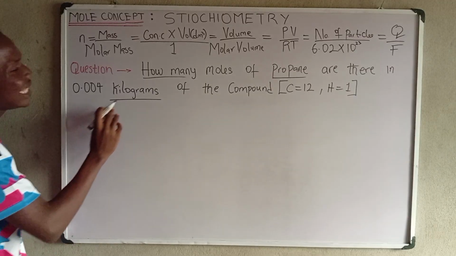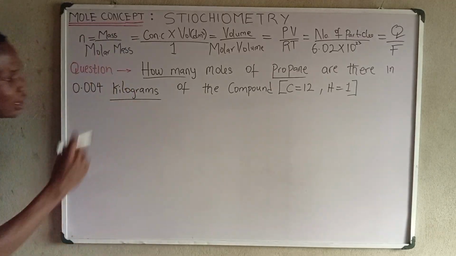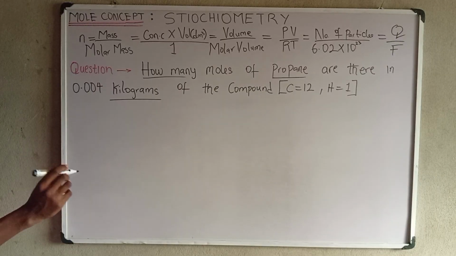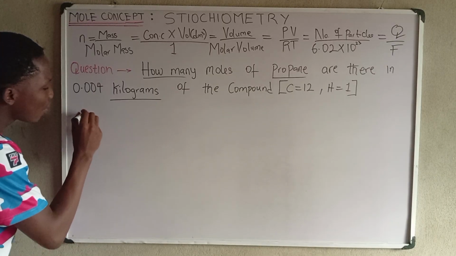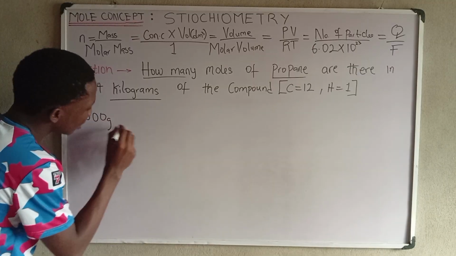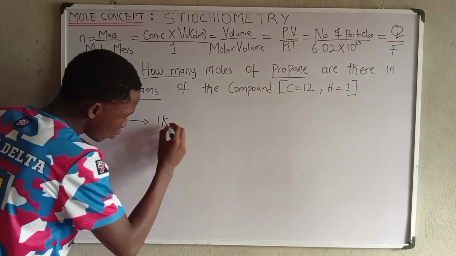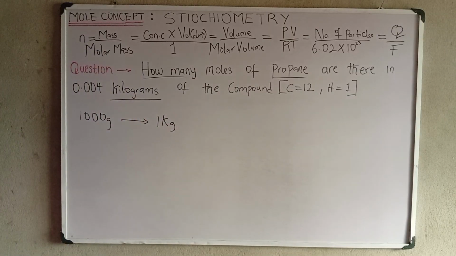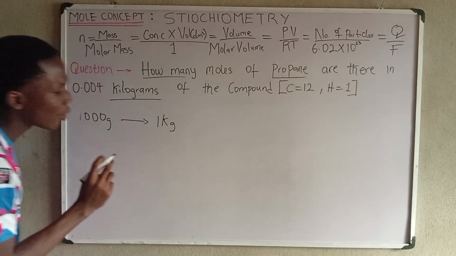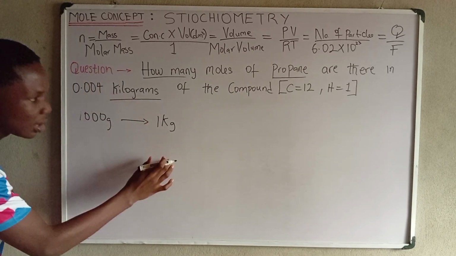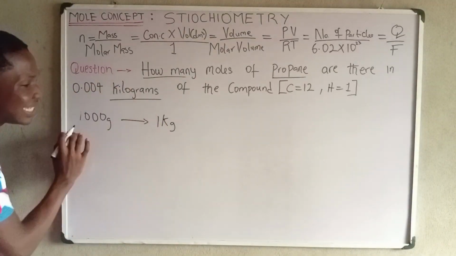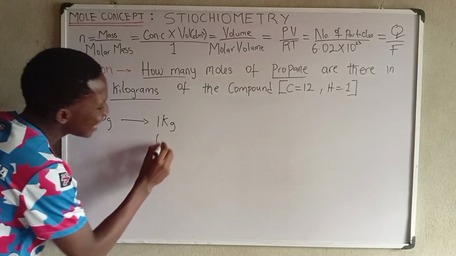Now, how many grams will give us a kilogram? It's very, very simple. 1,000 grams is equal to 1 kilogram. On that note, they give us 0.004. Now, pay attention. Kilogram to kilogram. Put the kilogram under the kilogram. This is the scale, right? So we say what?